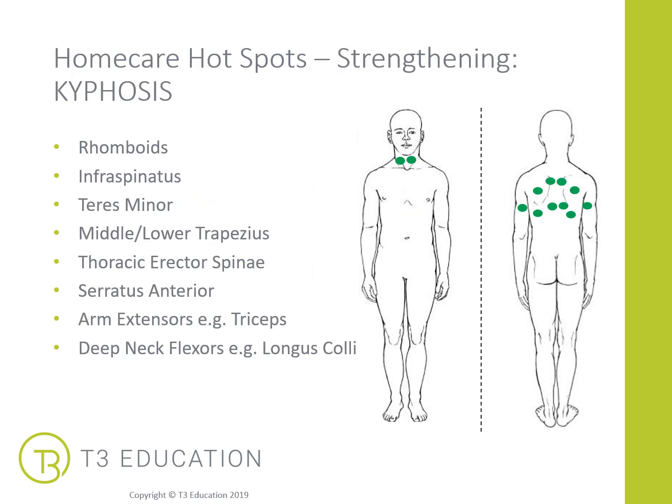And on the opposing side, if they're all too short, what's perhaps too weak, too long? The rhomboids, the infraspinatus, the teres minor, those lateral rotators of the shoulder. The mid to lower traps, generally. If we get that stronger, we see real change in these clients with shoulder and neck pain from kyphosis. The thoracic erector spinae, locked long.